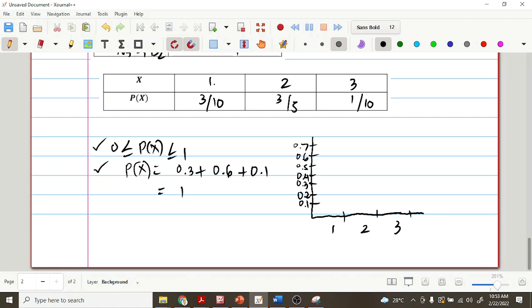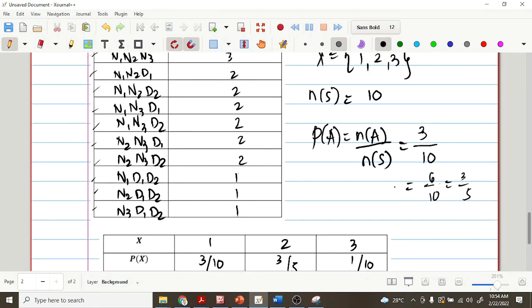So, if x is 1, our probability is 3 all over 10 or 0.3. So, nasaan si 0.3? Nandoon. If x is 2, y is 6 all over 10 or 0.6. Nandoon siya. At kapag si x ay 3, 1 all over 10 or 0.1. After that, we just shade each bar. And that's it. This is our histogram. So this is how we obtain our probability distribution.